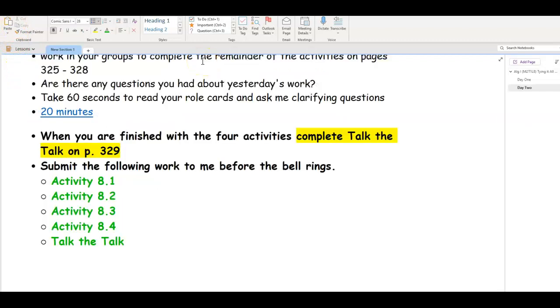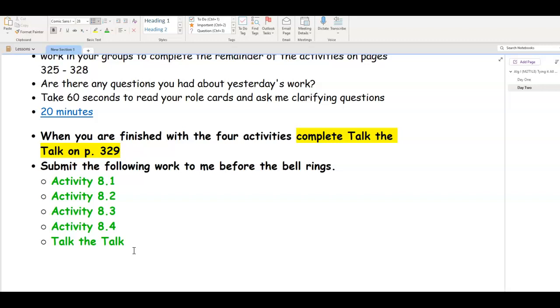I do want them to turn in their activities, 8.1, 8.2, 8.3, 8.4, and also Talk the Talk. So on the second day, they'll only have 20 minutes, and that'll give us time for Talk the Talk. If we don't cover it, that's okay. Hopefully, I will have monitored and heard the conversations and seen the type of work, so that the kids will be able to solidify what they've learned, but also show me what we might need some refresher on, or what we might need some reteaching on before an assessment.